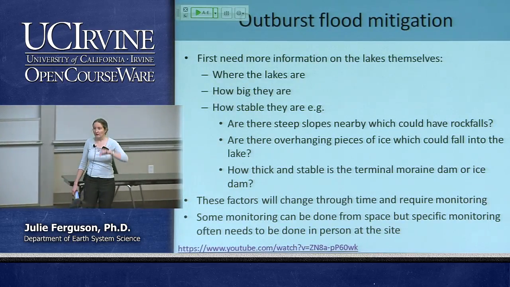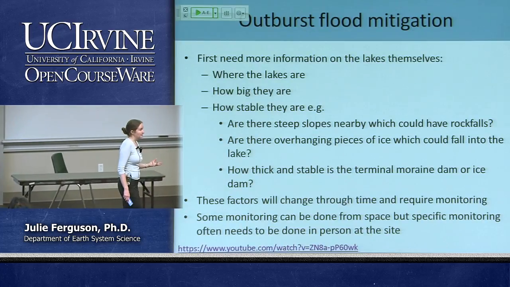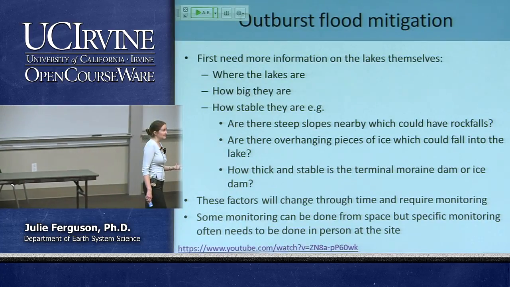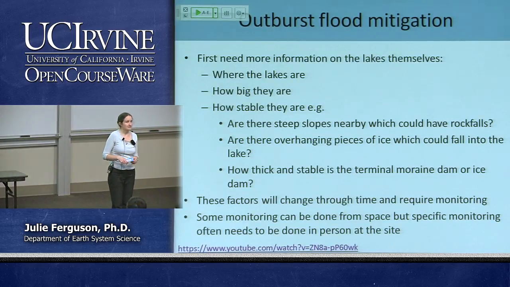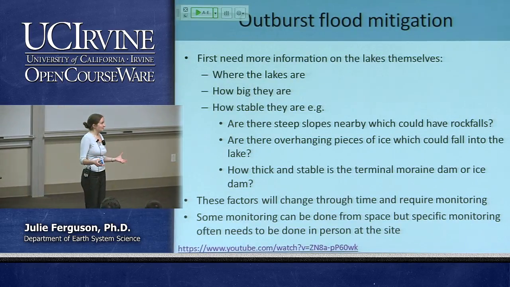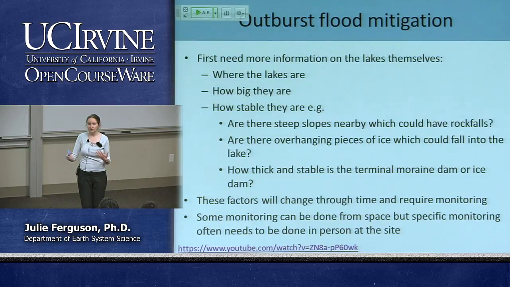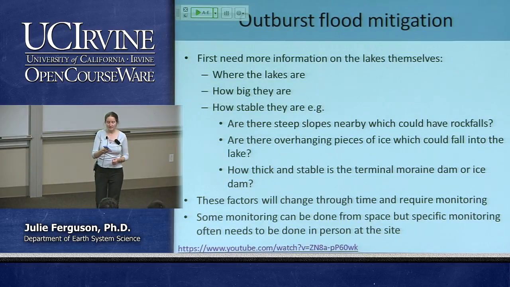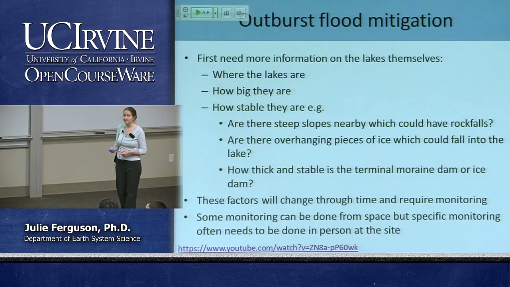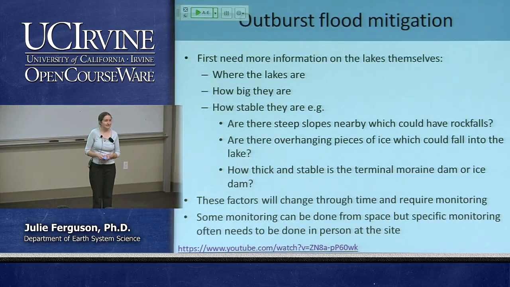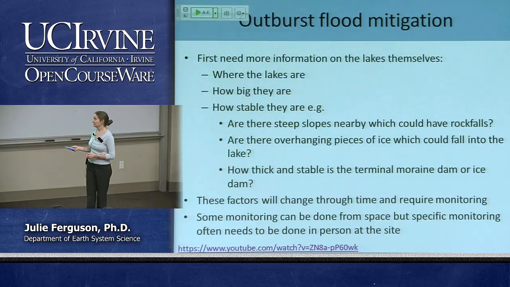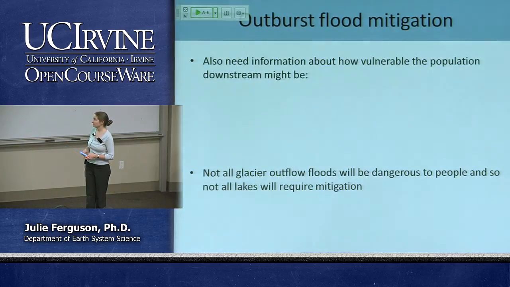Okay, so some monitoring of lakes can be done from space, like we did before. We spotted where the lakes were. We could get an idea of how big they are. But certain things like going and being able to spot overhanging areas of ice, going and looking at the dam itself, the moraine dam, and working out how solid it is, has to really be done in person. And that can be a real challenge in some of these really remote areas. They had to hike for 8 days to get to this particular lake. So it can be a bit of a challenge.